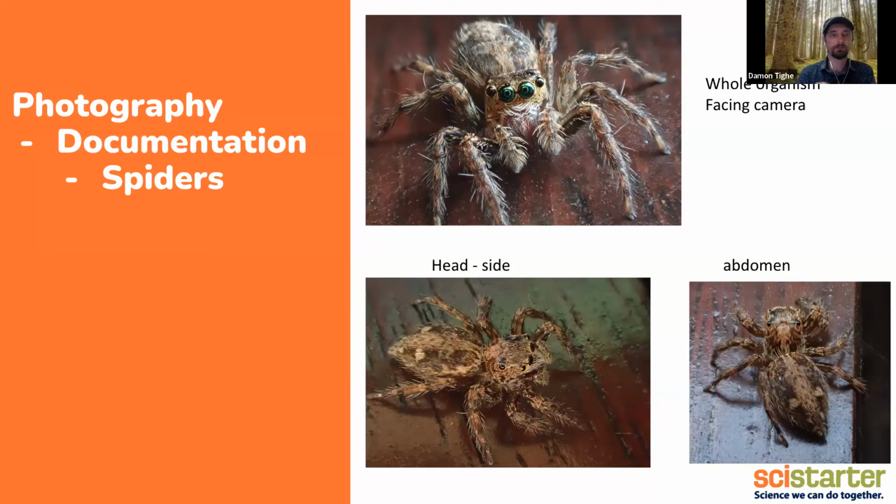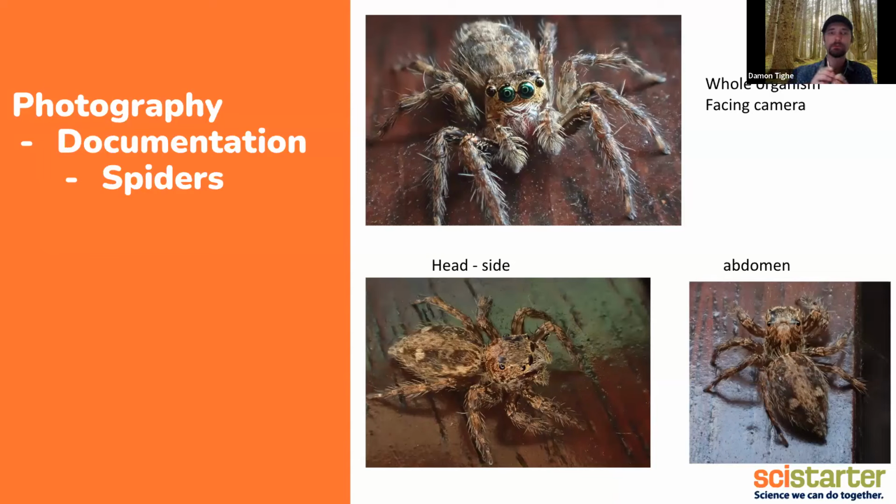Eye configuration for spiders is one of the things that's used in identification. So that front shot and that side shot is what's going to allow a spider expert to help you get this down to genus and maybe species. And then the last shot I usually try to get is the abdomen shot, because the patterning on the back of a lot of spiders is very, very distinct. And so seeing that, sometimes some people can be like, oh, that is that spider.